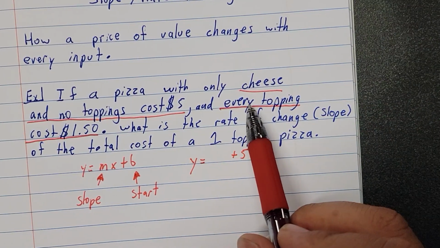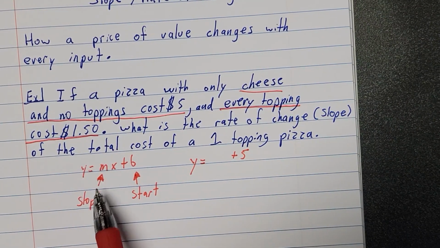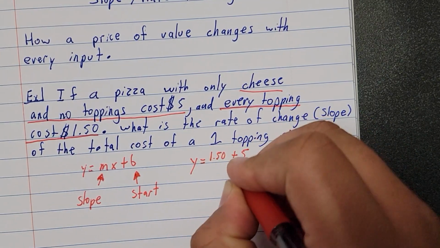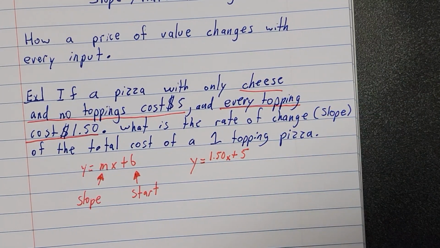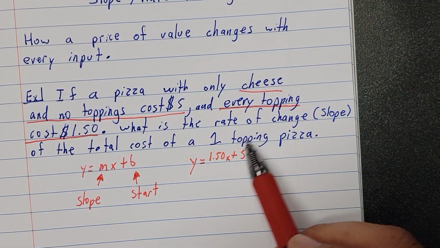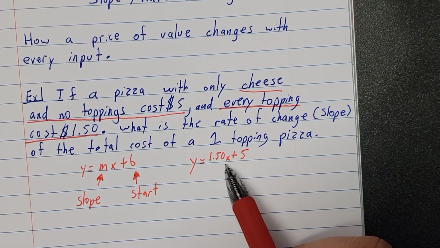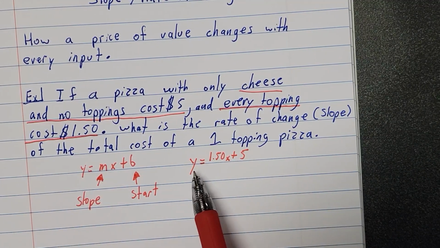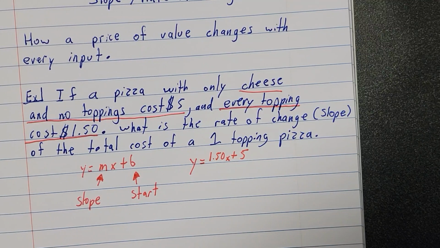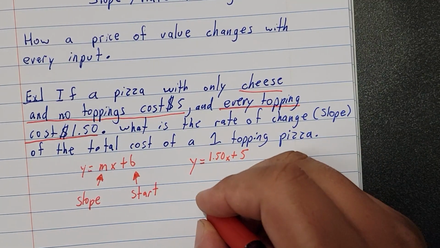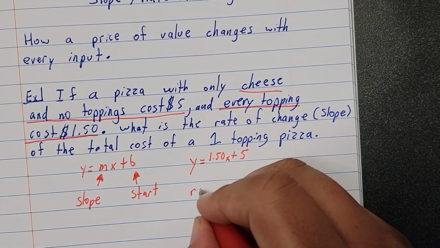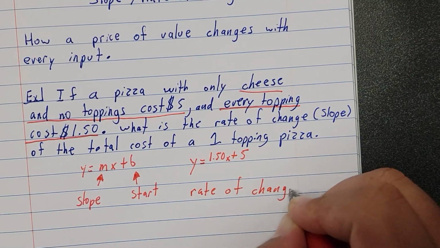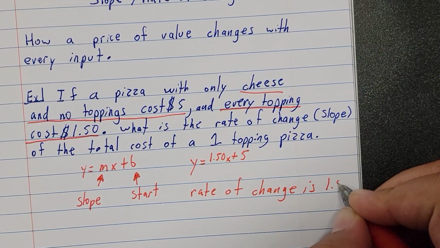And then every topping costs $1.50. That's going to be the slope. So $1.50. In this case, the x is going to be the topping. How many do you want to put? And then the total cost is the output. Okay? So my slope, my rate of change, is $1.50.